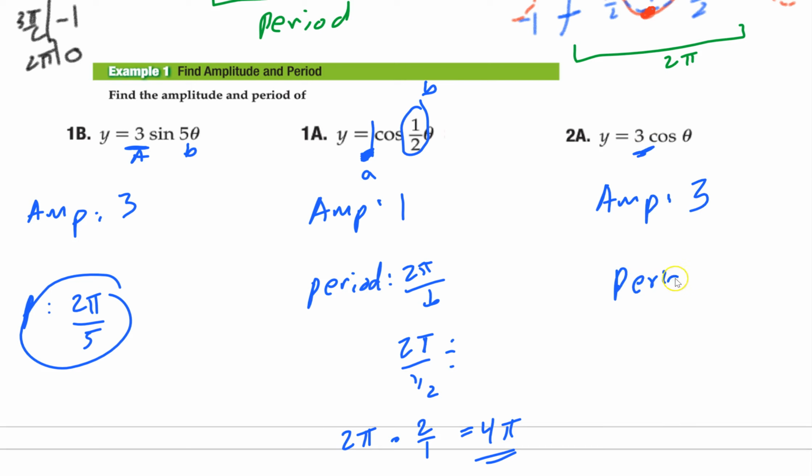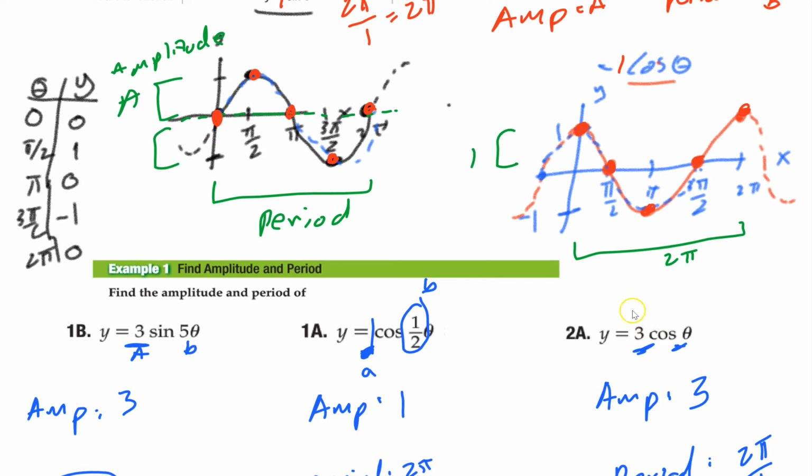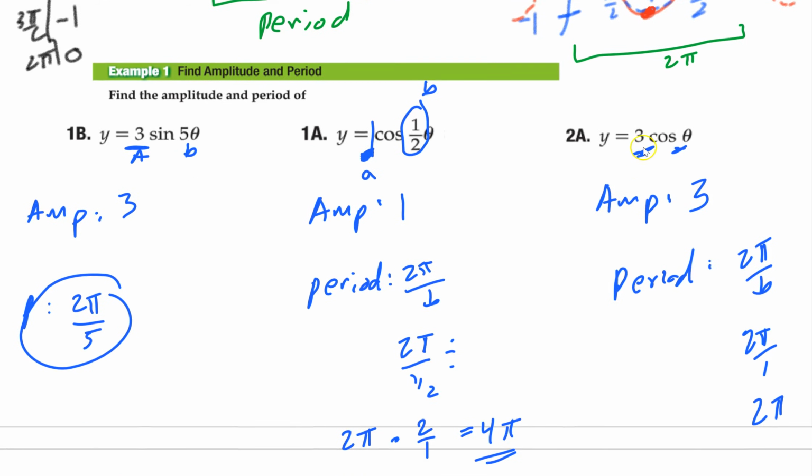Period is 2 pi over b. In this case, there's no b, so it's 1. So my period is 2 pi. Amplitude is kind of like a vertical stretch, right? It works the same way. So if it's a bigger number, you go higher. If it's a smaller number, you go lower. Just like a vertical stretch is. That's why it's the number in front. So that's how you find the amp and period.